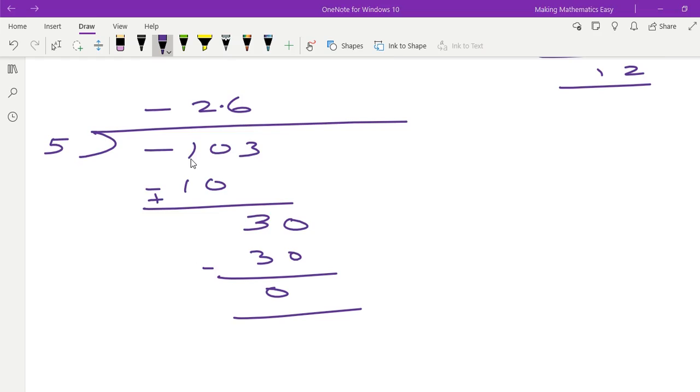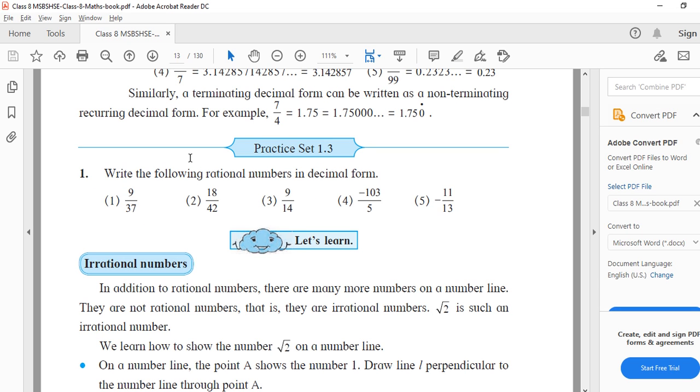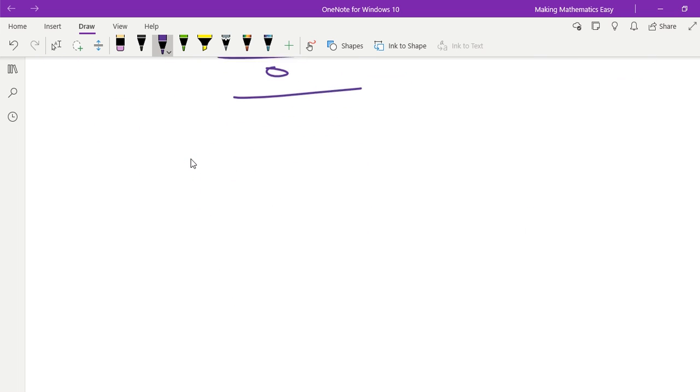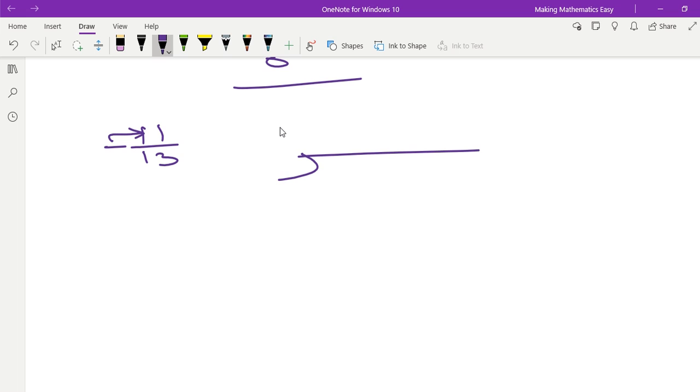That's it. Now let's see our next sum, which is sum number 5, which is minus 11 upon 13. So if you clearly see your sum, which is written as minus 11 upon 13, so basically this minus sign is for 11. So we can do it like this: minus 11 upon 13, 0 point, and you can take a 0 over here.